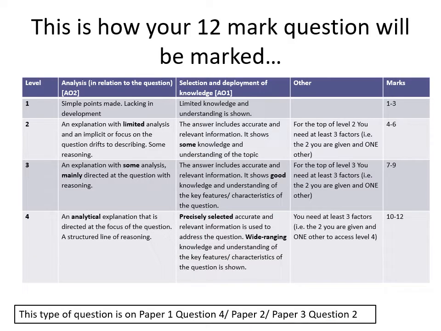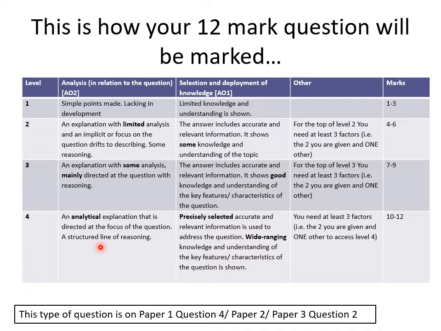So, how is this marked? Well, first of all, there's 4 levels of response, levels 1 to 4, and there's 2 main areas that the examiners are looking at to reward. Your analysis in relation to the question. And again, you can see there's limited analysis at level 2, some analysis at level 3, which is mainly directed at the question. And by level 4, we're looking for an analytical explanation.